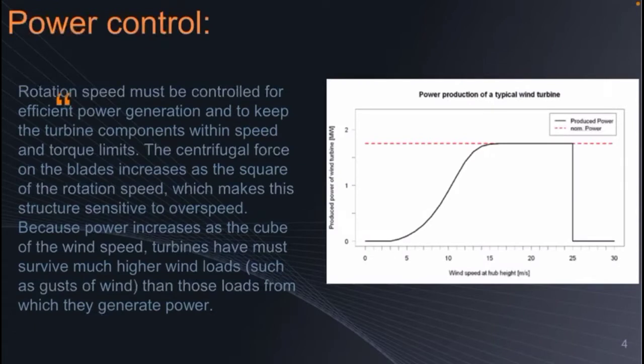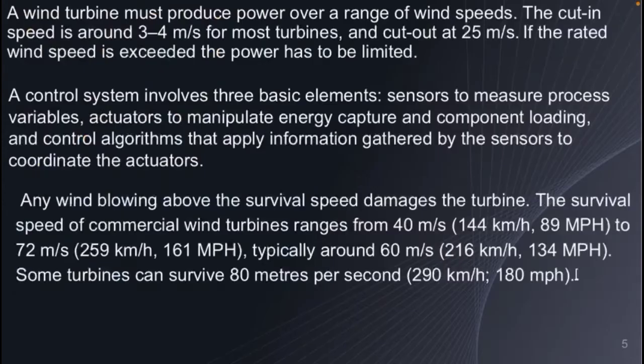Power control. How much power is required so that we can make a plane fly in the wind. Rotation speed must be controlled for efficient power generation and to keep the turbine components within speed and torque limits. The centrifugal force on the blades increases as the square of the rotation speed, which makes the structure sensitive to overspeed. Because power increases as the cube of the wind speed, turbines must survive much higher winds than those from which they generate power.